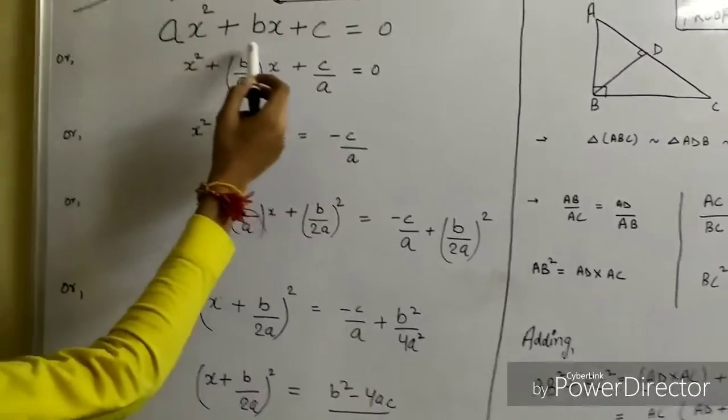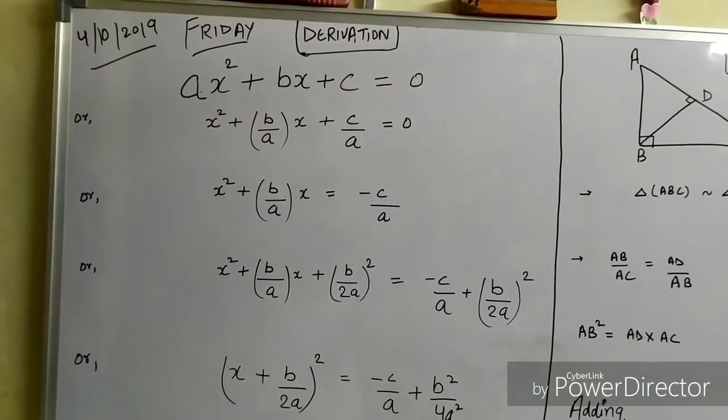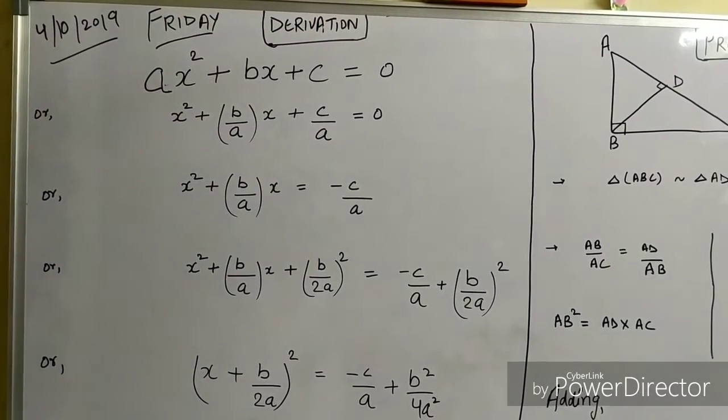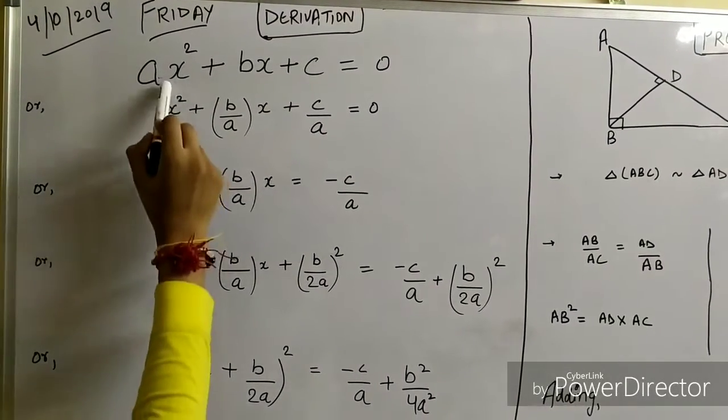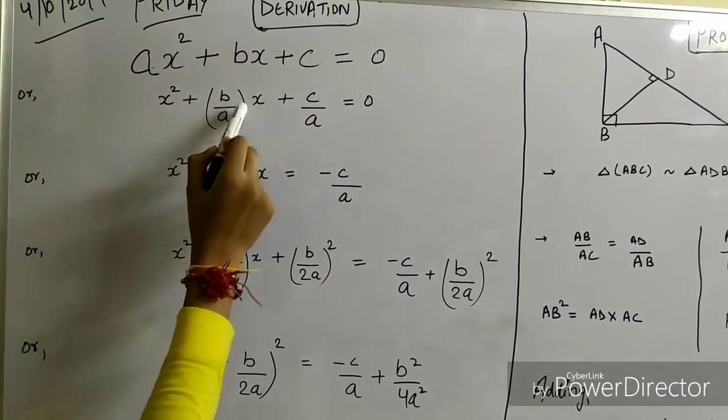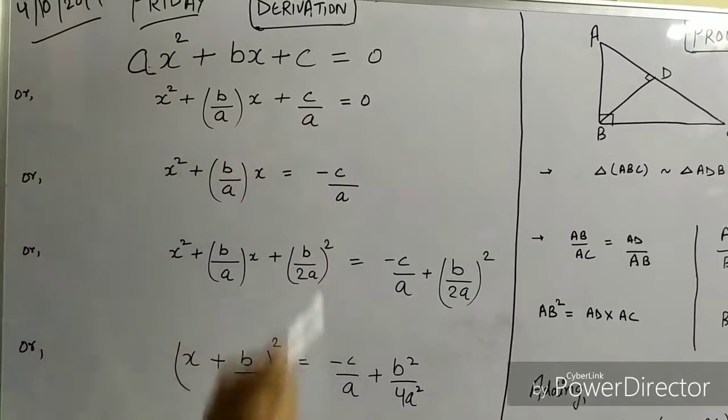So first of all, we write a general form of a quadratic equation, which is ax² + bx + c = 0. Now for further simplification, we divide each term of the equation by a. So we get x² + (b/a)x + c/a = 0.